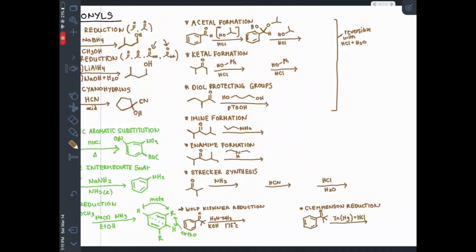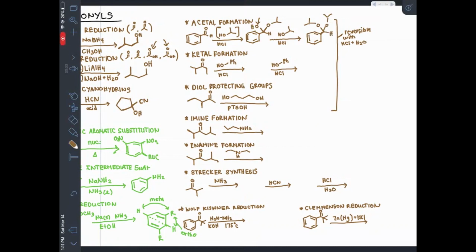This is our hemiacetal. But in order to form the full acetal, we need a second equivalent of your alcohol to replace that last alcohol group right here. And so we're going to add the second alcohol, and this is our acetal.